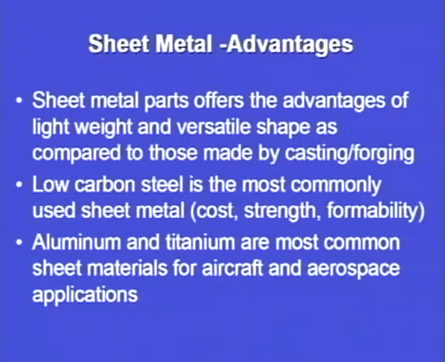So, what are the different types of materials that we can work with using sheet metal operations? Low carbon steel is the most commonly used sheet metal material. So, why go for low carbon steel? It has certain advantages. First of all, the cost is comparatively less, moreover the strength is high, and another important aspect is the formability.